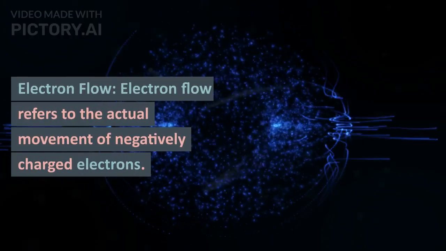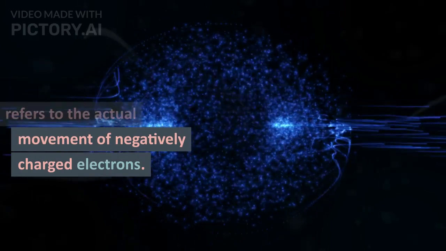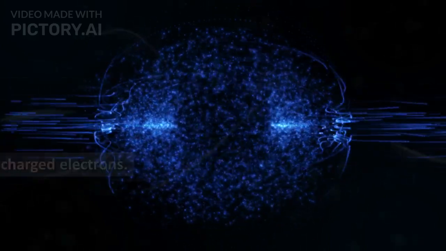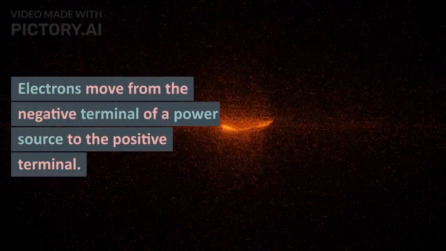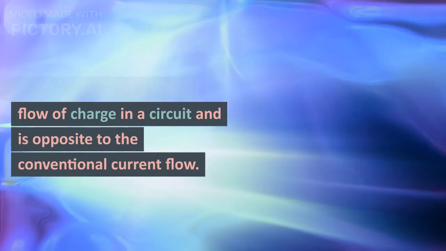Electron flow. Electron flow refers to the actual movement of negatively charged electrons. Electrons move from the negative terminal of a power source to the positive terminal. Electron flow is the physical flow of charge in a circuit and is opposite to the conventional current flow.